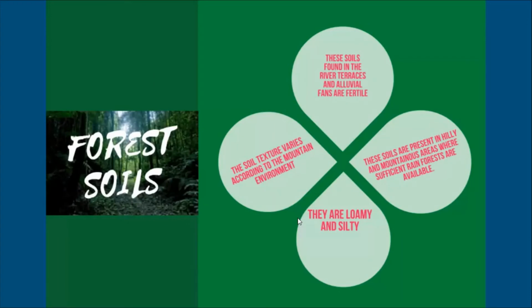Now the last type of soil, that is forest soils. These soils are found in river terraces and alluvial fans and are fertile. So see here guys, it is found in river terraces. The soils are present in hilly and mountainous areas where sufficient rainforests are available. So the soil is found in mountainous areas. The soil texture varies according to the mountain environment. According to the environment, the soil's texture depends. They are loamy and silty.